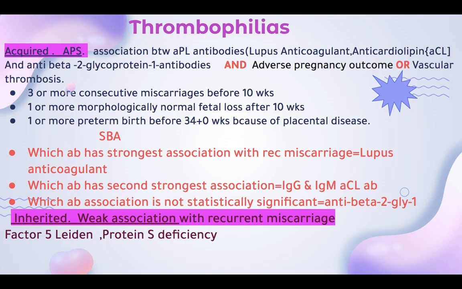Actually, antithrombin 3 deficiency is the rarest, yet it is the most thrombogenic mutation. Everyone knows that among inherited thrombophilias, antithrombin 3 is the most dangerous, but its association with recurrent miscarriage has not been found. Maybe factor 5 Leiden mutation can cause first or particularly second trimester miscarriage as well, but recurrent miscarriage means 3 or more consecutive miscarriages. In that case, their association is weak. Am I clear? Okay, all right. Now go ahead.